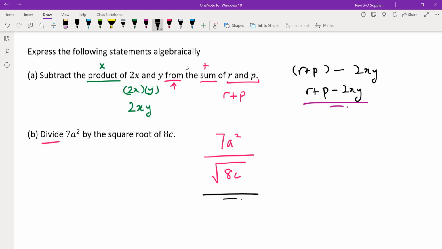So you just need to interpret the language and represent it in the correct algebraic form. Okay, good.